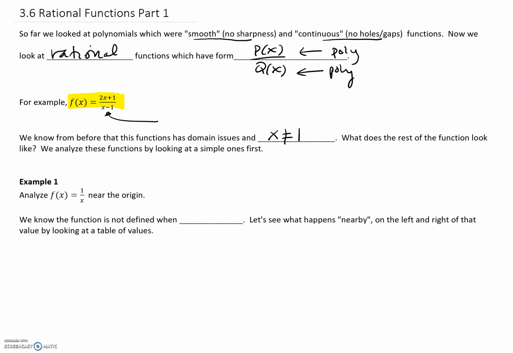So in example 1, by looking at f of x equals 1 over x and analyzing it near the origin, we know the function is not defined when x is equal to 0, because I'll end up with 1 divided by 0, which is undefined. Now let's see what happens in the nearby region close to 0. Since I can get to 0 from two sides, we're going to look at it from both sides. So 0 is in the middle. What happens to the graph when I walk towards 0 from the left, and also when I walk towards 0 from the right?